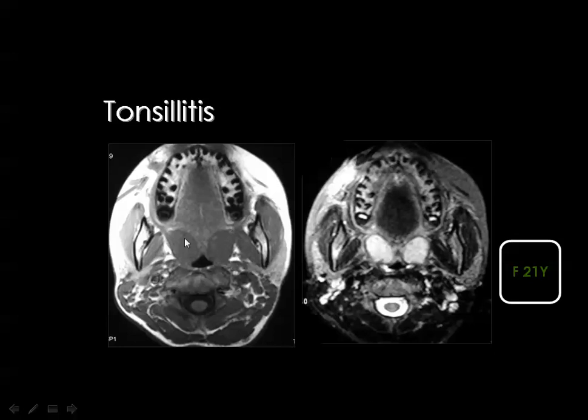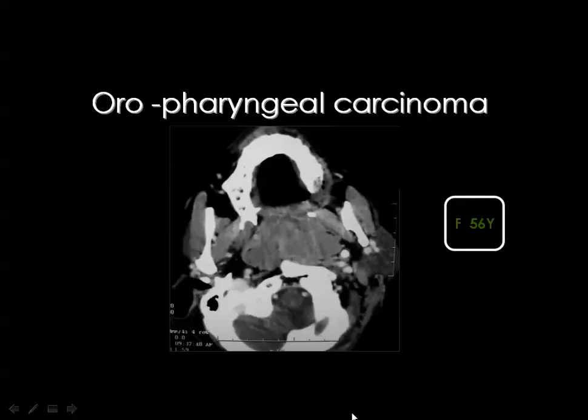This is the tonsils in the T1 weighted image and in the T2 weighted image. They are enlarged. They are of bright signal in the T2. They are inflamed. And if you inject the contrast in cases of tonsillitis, you can see streaky enhancement within the affected tonsil. But this is a different issue.